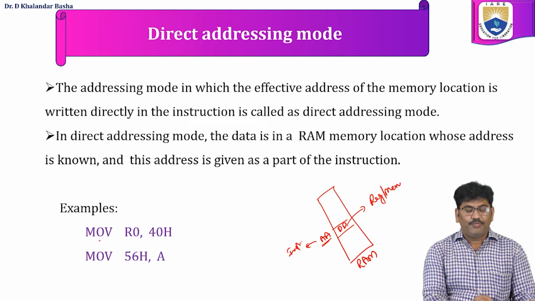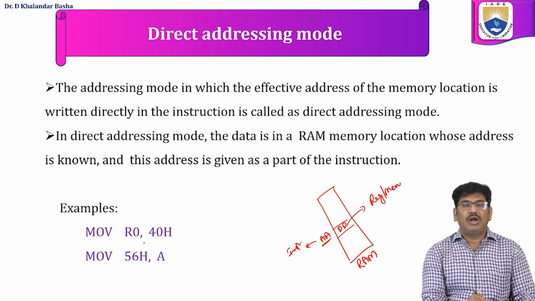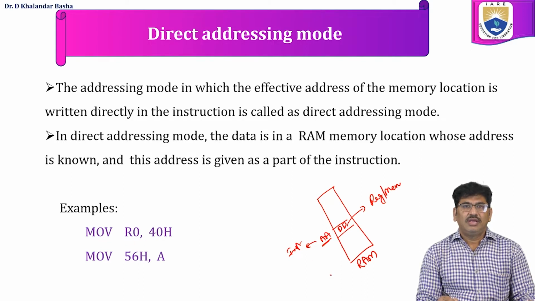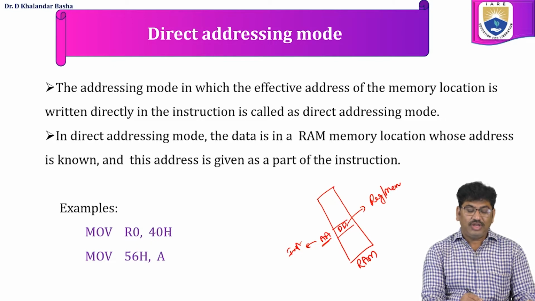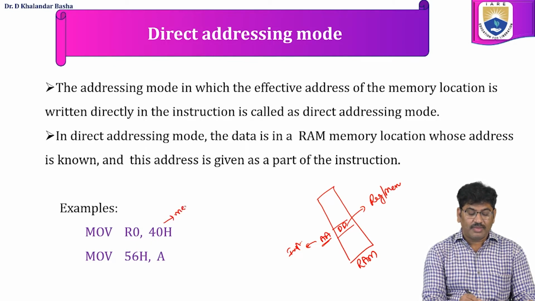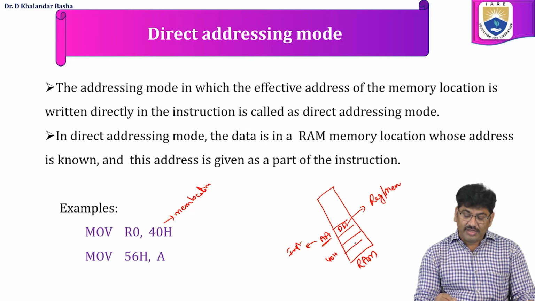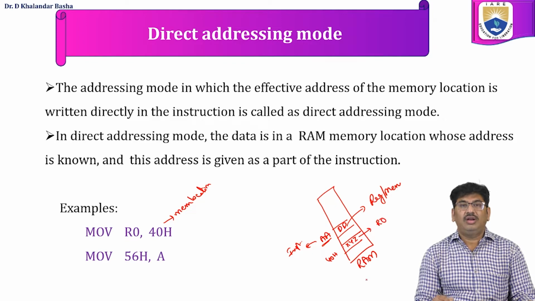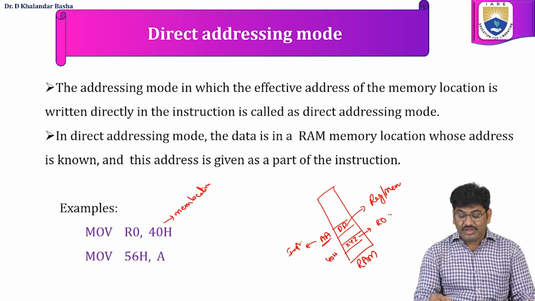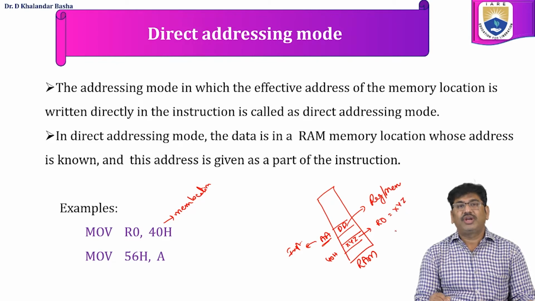For example, MOV R0, 40H. Here 40H refers to a memory location. Assume this is the 40H location, and in the 40H location you have some data XYZ. This will be copied into the R0 register. So after executing the instruction, the R0 register content is the memory location contents, XYZ.